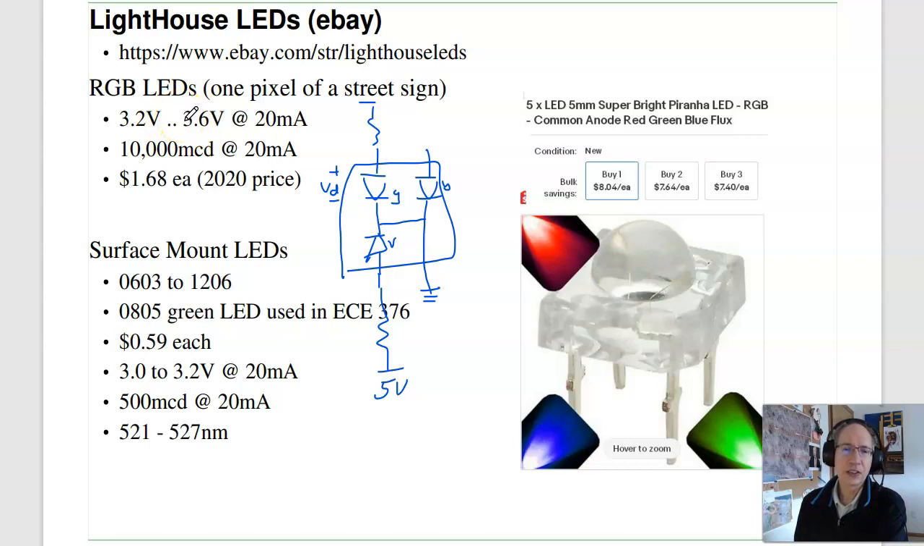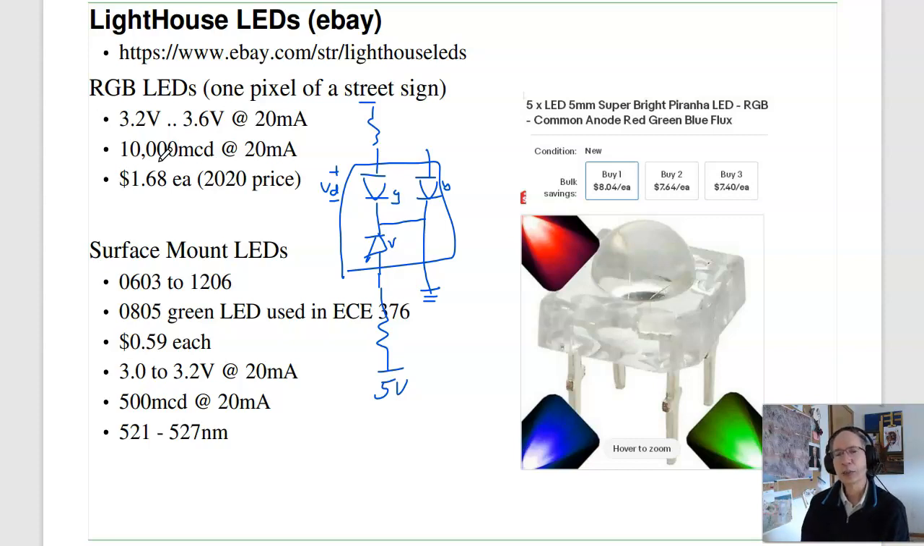This is a current device. At 20 milliamps, it produces 10,000 millicandles. And a millicandle, well, one candle is the light output of a standard beeswax candle, kind of a non-scientific term. But actually, a candle is fairly bright. Spelunkers use candles. You take a metal bucket, stick a candle in it, and then when you point the metal bucket around, that's kind of like a spotlight you can see in the cave. So you can see pretty clearly with just one candle.